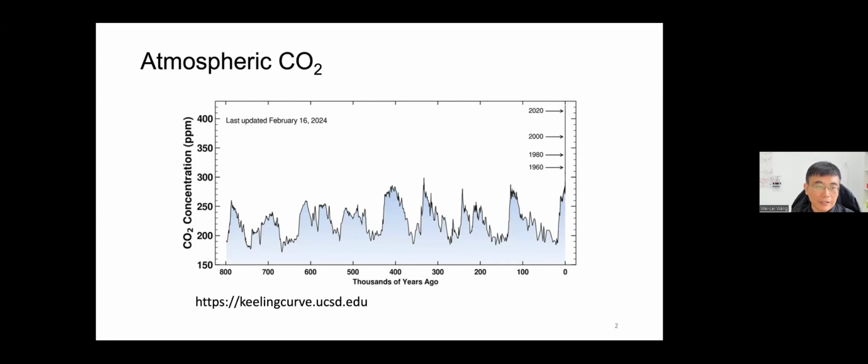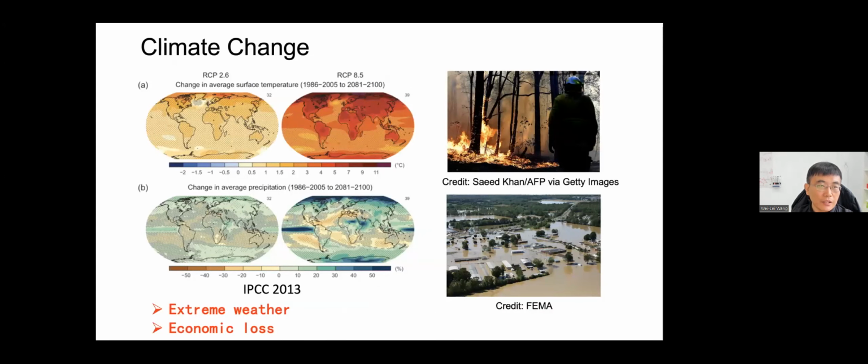No matter what your background is, I bet everybody is familiar with this figure. It shows the atmospheric CO2 concentration versus time. As you can see from this figure, the CO2 concentration reaches the highest level in over 800,000 years. CO2 is a greenhouse gas, and its increased concentration in the atmosphere drives climate change.